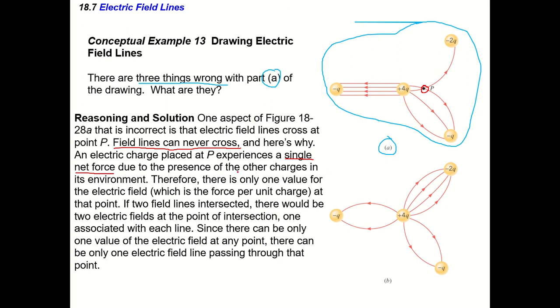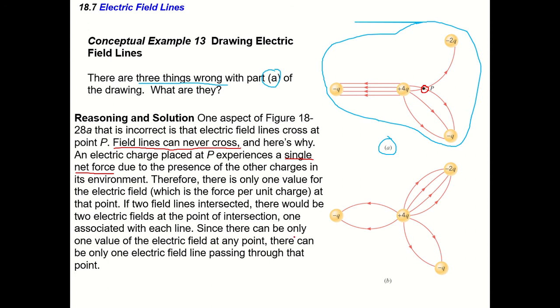So these are the other charges in its environment. Therefore, there is only one value for the electric field, which is the force per unit charge at that point. So if two field lines intersected, there would be two electric fields at the point of intersection, one associated with each line.